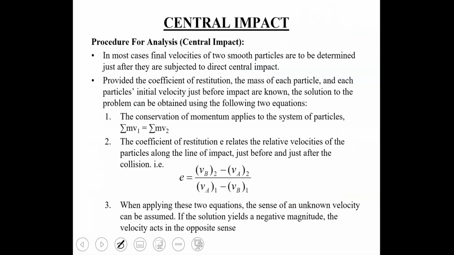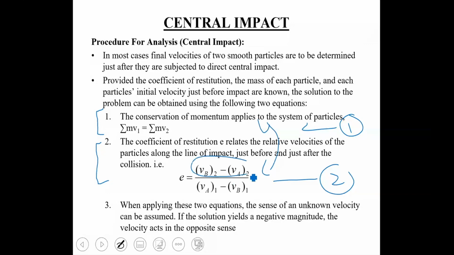No, sir. Okay, so quickly the procedure for central impact is shown to you here. जैसे अभी हमने डिस्कस किया था, first of all we are going to apply step number 1 on a system, that is the conservation of momentum principle along the line of impact. Then in the second step we are going to apply the coefficient of restitution equation along the line of impact. This will give you two equations, one from conservation of momentum, two from the coefficient of restitution. You are going to solve these two equations simultaneously in order to find out the unknown velocities VA2 and VB2.